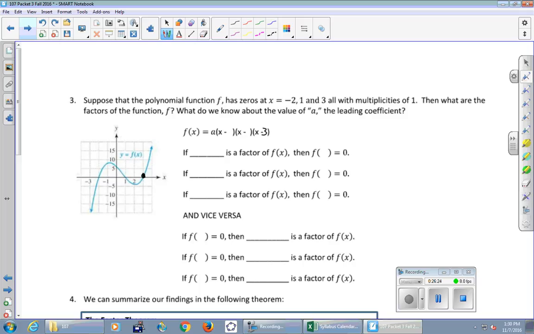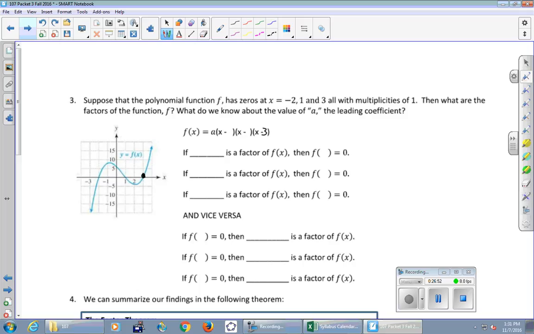Because regardless of whatever else we fill in the blanks with, and regardless of the value of a, if you find f of 3 right now, you're going to get a times 3 minus something times 3 minus something times 0. Yes? 3 minus 3. And what is that equal to? It's equal to 0. And so because we know we're supposed to get 0 at the end when we plug 3 in, you've got to have an x minus 3 appearing someplace.